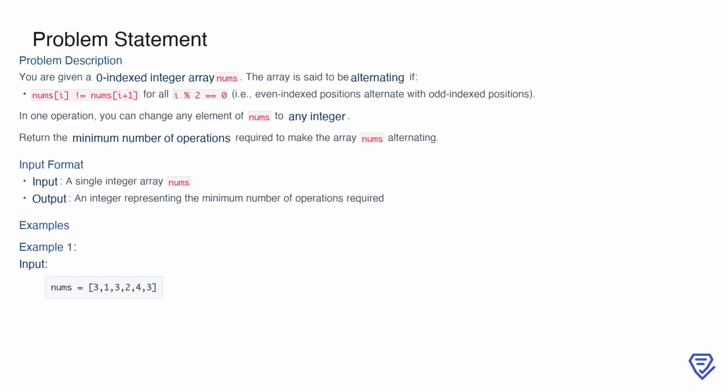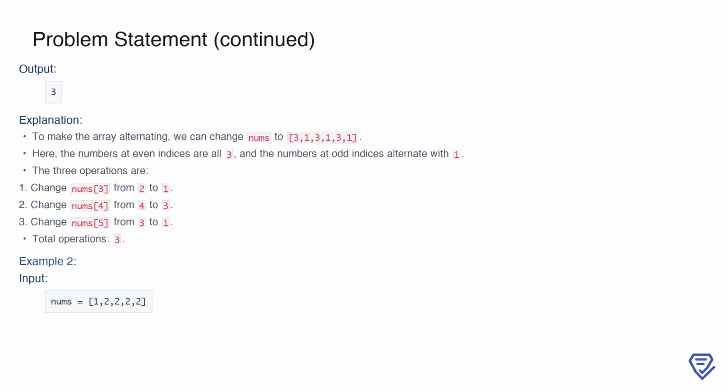For example, if the input array is 313243, our task is to calculate how many changes are required to make it alternating. In the first example, the output for the array 313243 is 3. Here's why: we can transform the array into 313131 to make it alternating. Notice that all even-indexed positions 0, 2, 4 hold the value 3, while all odd-indexed positions 1, 3, 5 alternate with the value 1. To achieve this, 3 operations are needed.